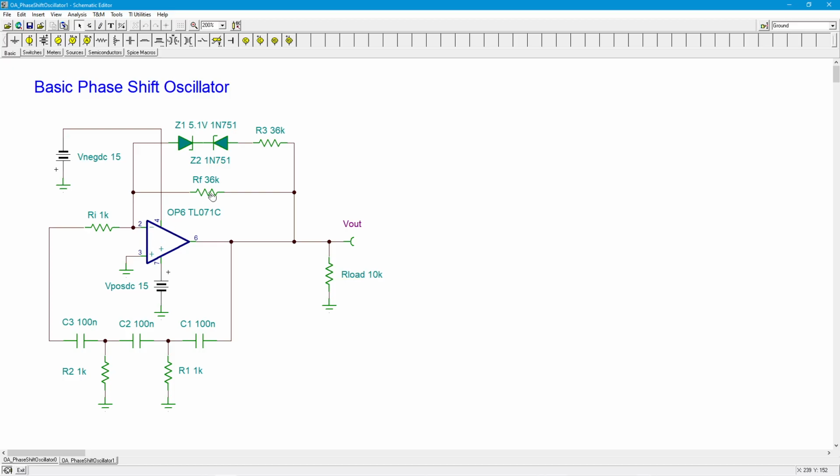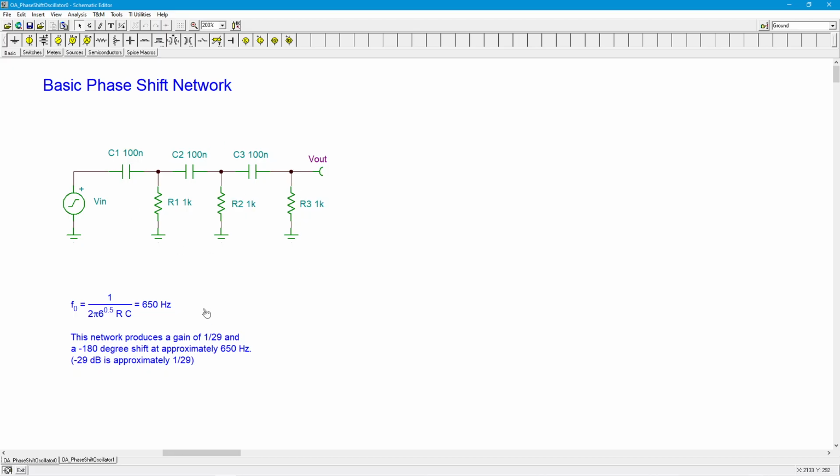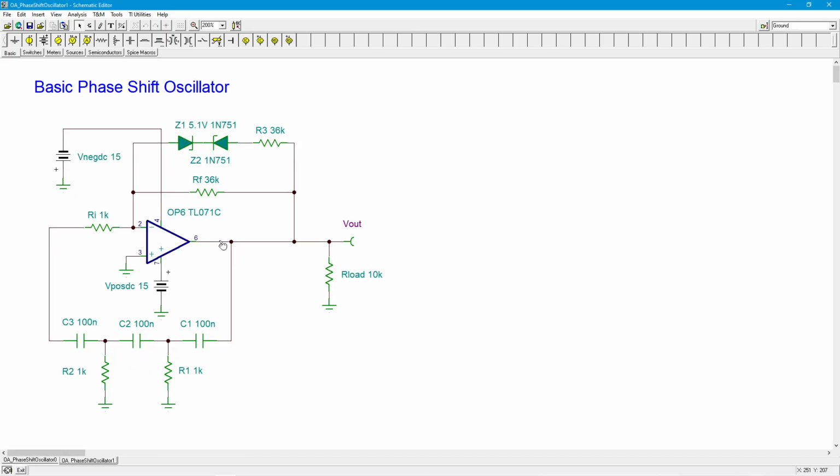And you're going to say, hey, wait a minute, that's 36K and 1K, that's a gain of 36, that's not a gain of 29. Yes, that's true, and there's a good reason for that, which I'll get to in just a sec. But the other part of the circuit, we see the output going through the RC network that we looked at just a moment ago. However, this is actually drawn in reverse, right? Because this is the input to the feedback network. Feedback is going this way.